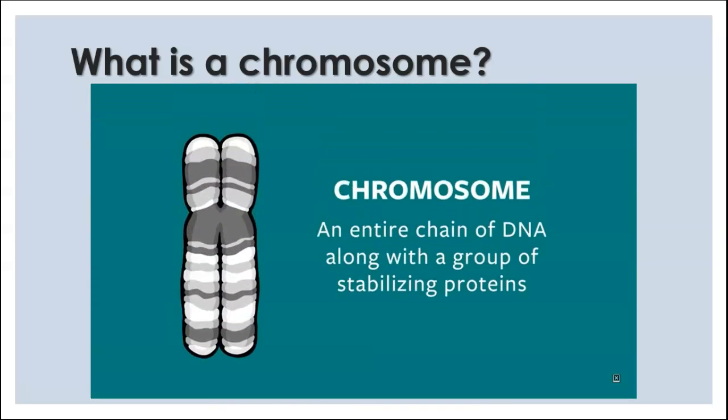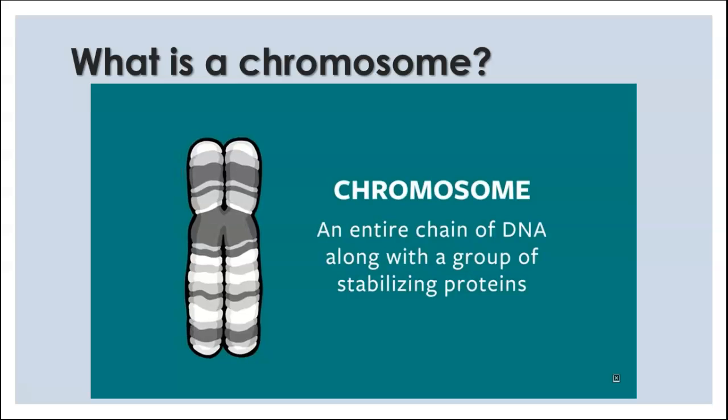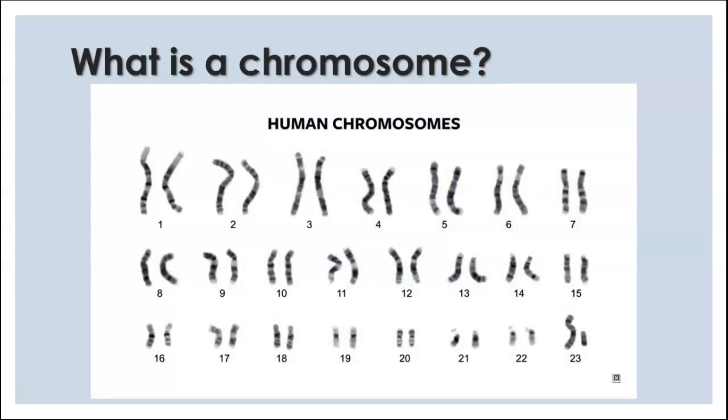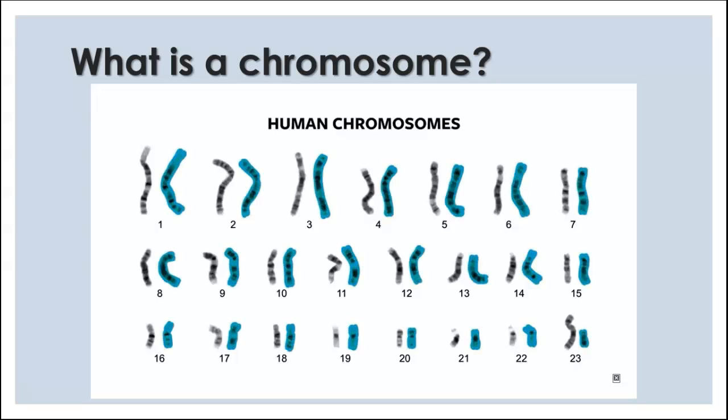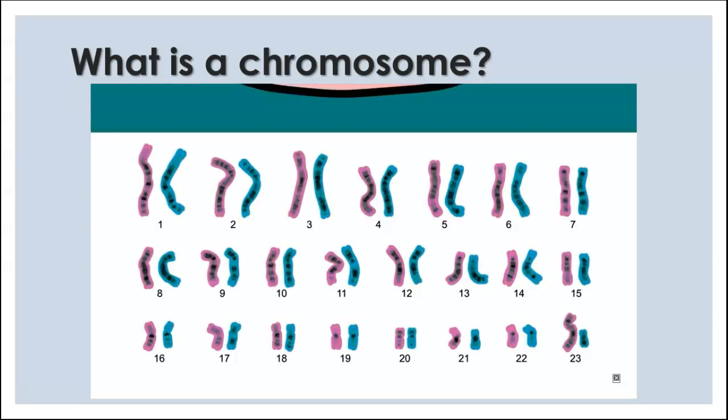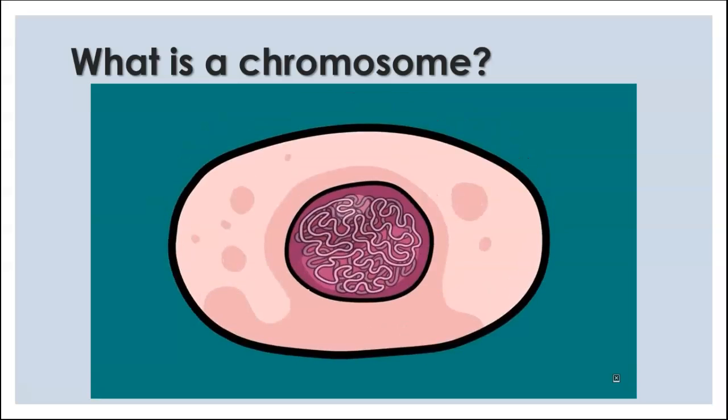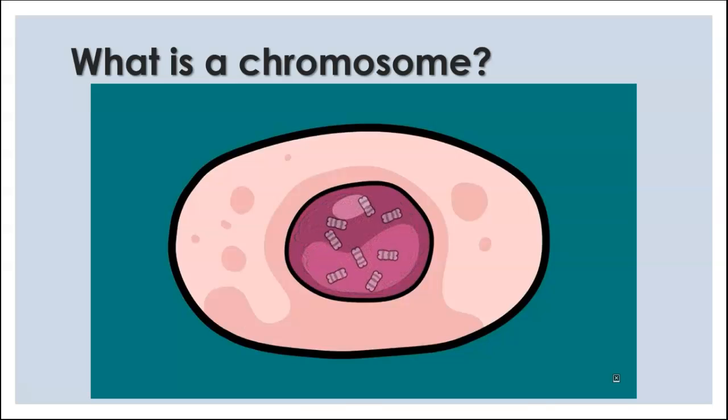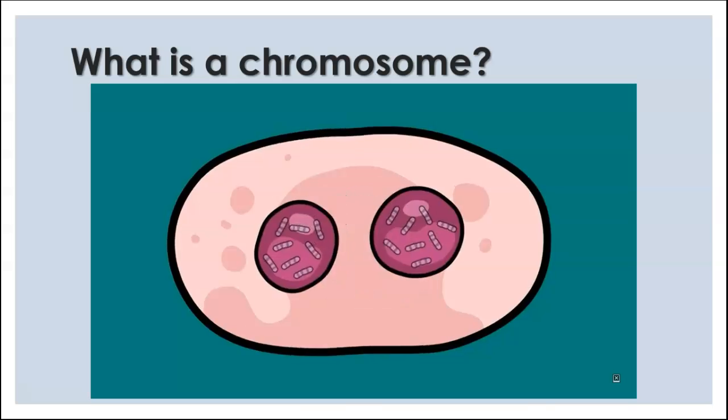A chromosome is an entire chain of DNA along with a group of stabilizing proteins. Humans typically have 23 pairs of chromosomes in each of their cells. That's 46 altogether. In your body, one member of each pair came from your father, the other from your mother. For most of a cell's life, chromosomes exist in a loose, noodle-like structure. Chromosomes are copied and then condensed like spools of yarn for durability when a cell prepares to reproduce by splitting in two.